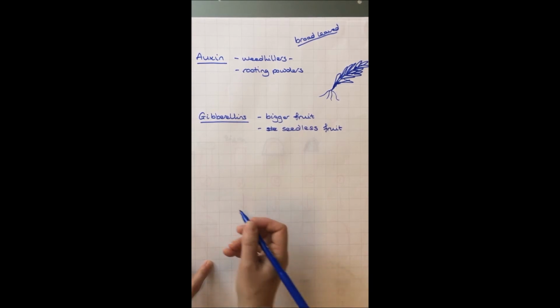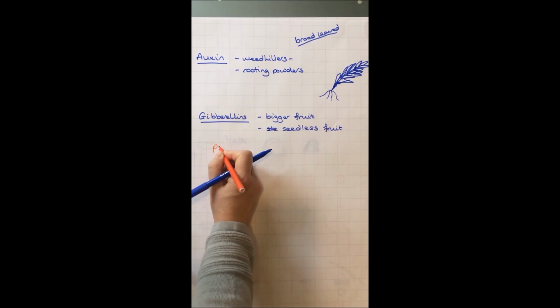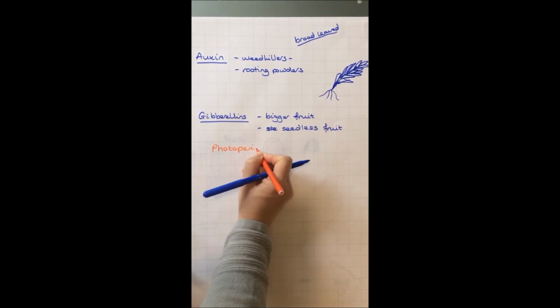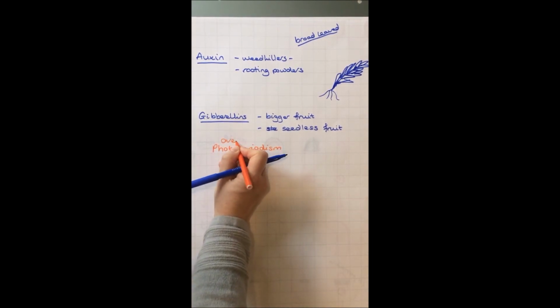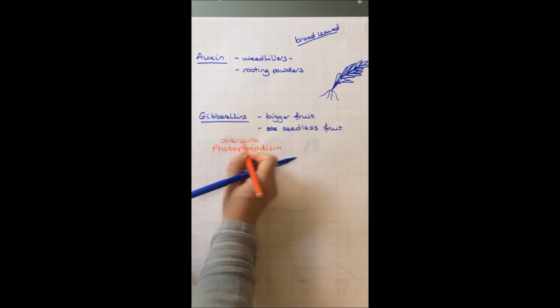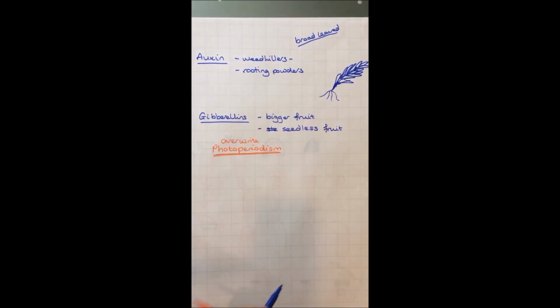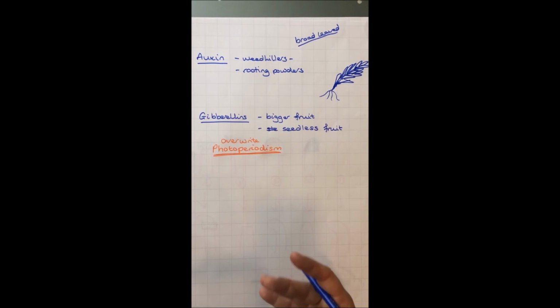The other thing that it's used for is to overwrite what we referred to as photoperiodism. Okay, so it overwrites this, which means that we can cause plants to not undertake their usual period of time before they would start to flower or germinate.